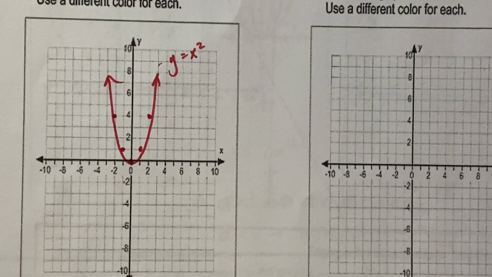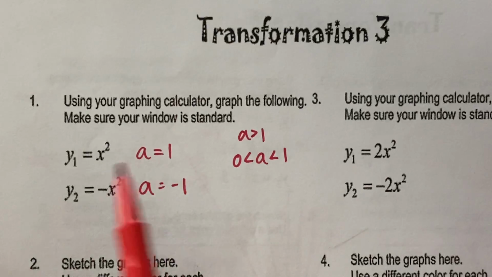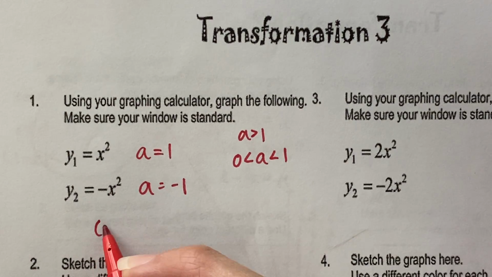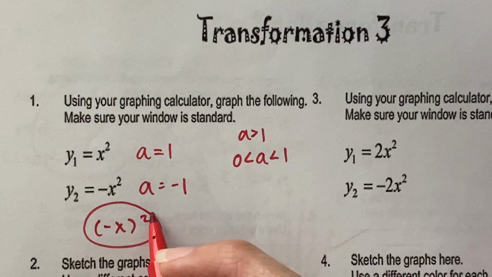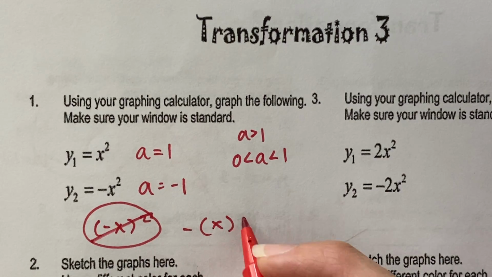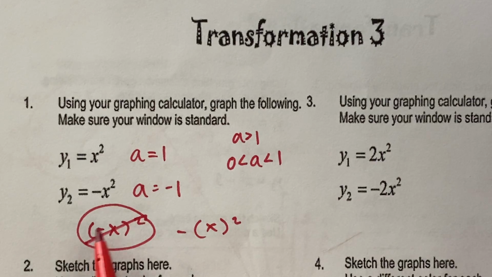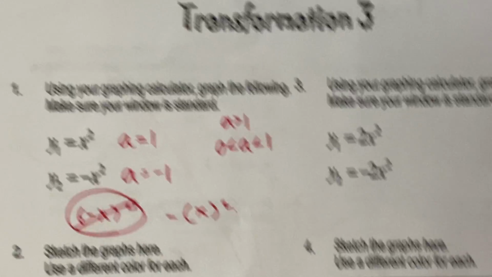Well, now you're going to take y equals x squared and multiply it by negative 1. Because remember, that negative is not in with the x squared. It's not (negative x) squared, it's negative (x squared). I hope you're looking at that while I say it, because I said the exact same things; you have to understand the difference. The negative is not inside the parentheses, so you're not squaring a negative x. You're squaring x and then multiplying it by negative 1.